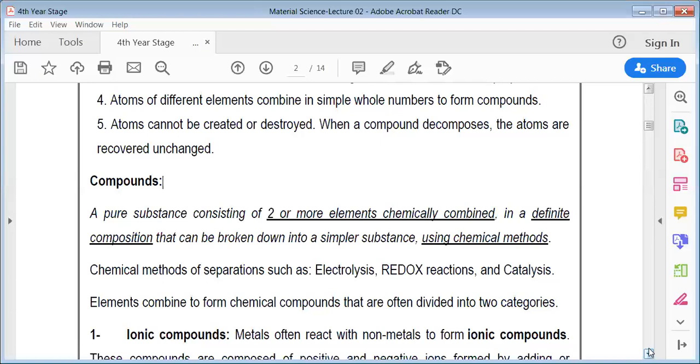When you boil water, it changes only from liquid state to gaseous state, which we call vapor in this case. So that's a physical change, not a chemical change, because the vapor is still water, still H2O. So chemical methods of separation are such as electrolysis, redox reactions, and catalysis.